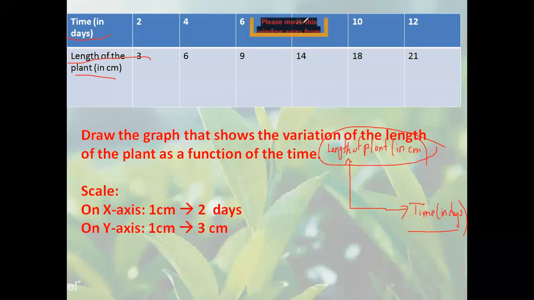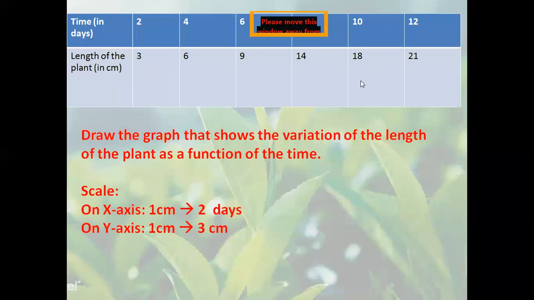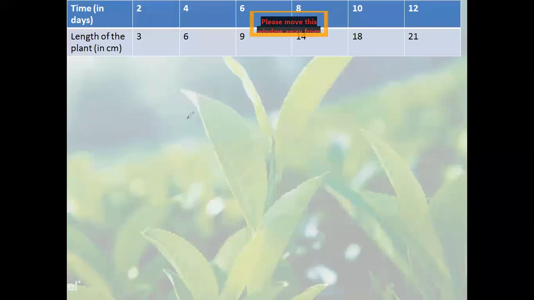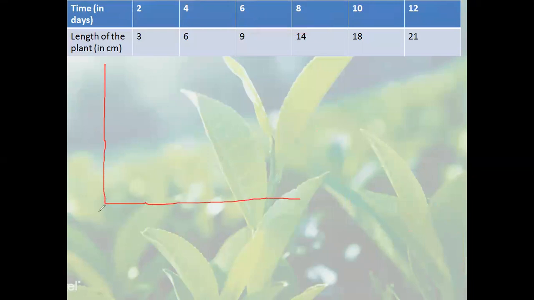Here, I gave you a scale. On the x-axis, 1 centimeter is for 2 days. So I have to follow this scale. And if 1 centimeter is for 3 days, I have to follow that. Let's draw the graph together. Sure, the graph should be done on graph paper. Okay, we don't have graph paper, so I'm going to draw it like this. And here, the 0. Give the title for the axis.